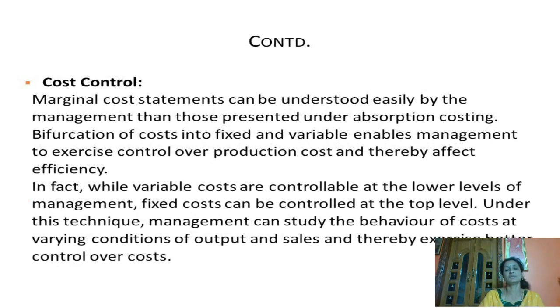And even cost control also. Marginal cost statements can be understood easily by the management than those presented under absorption costing. Bifurcation of cost into fixed and variable enables management to exercise control over production cost and thereby affect efficiency. In fact, while variable costs are controllable at the lower levels of management, fixed costs can be controlled at the top level. Under this technique, management can study the behavior of costs at varying conditions of output and sales and thereby exercise better control over costs.